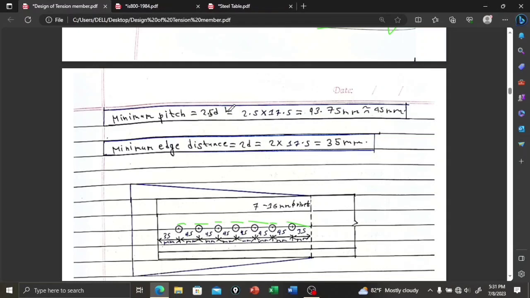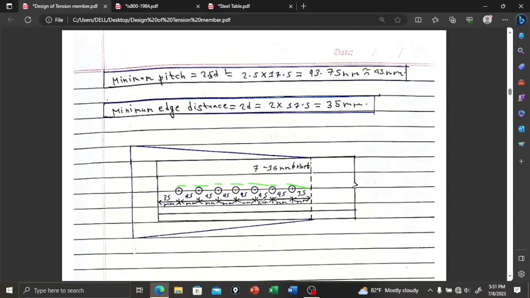In code it is nominal diameter, but we can take gross diameter as well for safety. That is 43.75, so we increase to 45 millimeter, and minimum edge distance is 2D, that is 2 into 17.5, that is 35 mm. So pitch is 45 and edge distance is 35 mm.